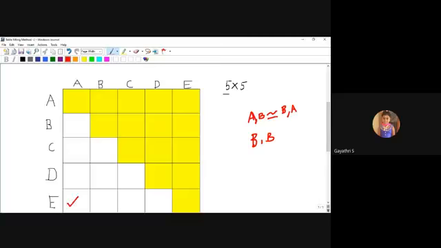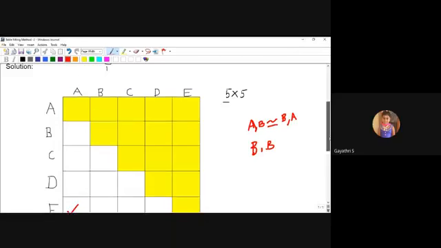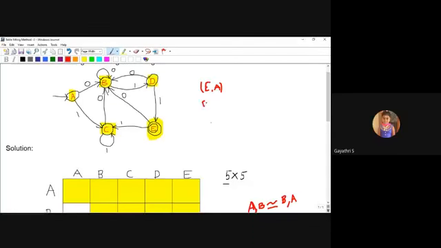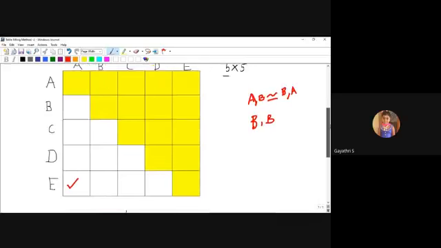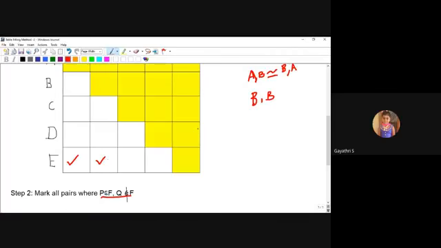Just tick. Next combination, EB. The same thing: E is final, B is non-final. In your given automata there is only one final state, which is E, and the remaining are non-final. So EB is also a pair where one is final and the other is non-final, so I can mark it and tick here.